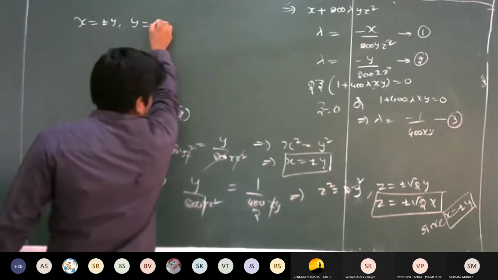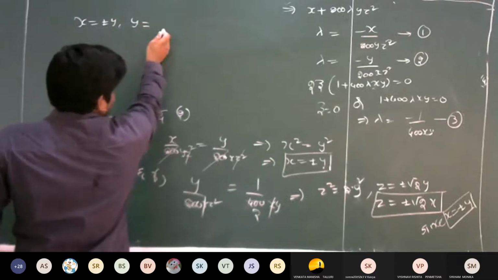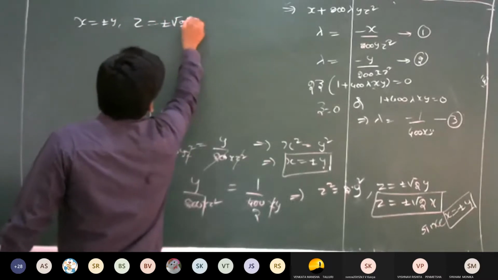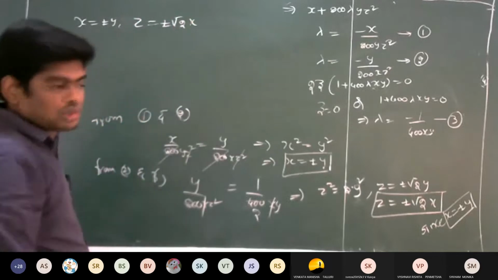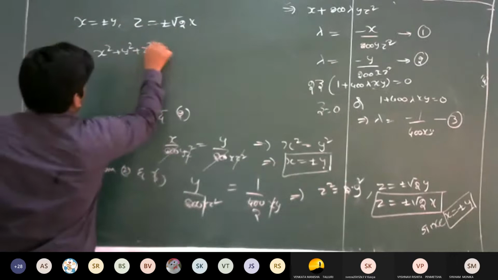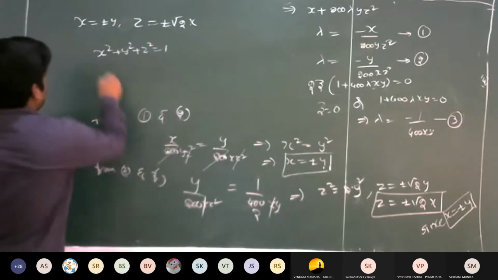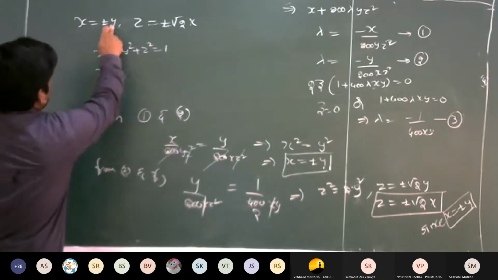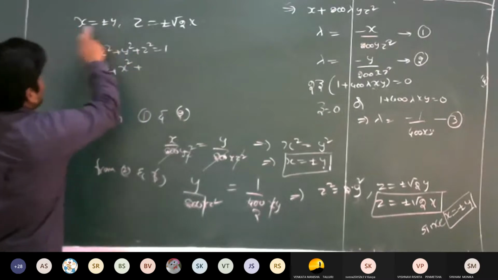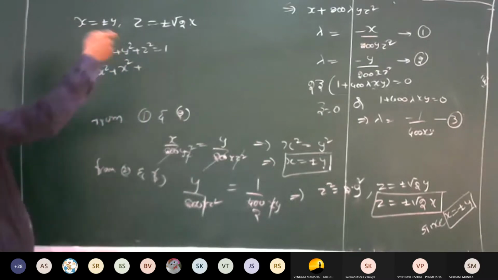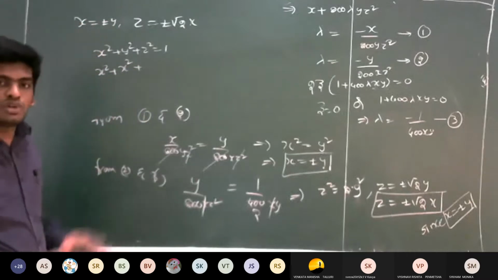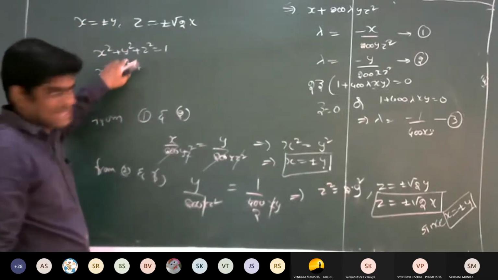Plus or minus x is equal to plus or minus y, and z is equal to plus or minus root 2x. But we know that x square plus y square plus z square is equal to 1. So therefore x square plus what is y? y is equal to plus or minus x. That means x is equal to minus y and x is equal to plus y. That means y is equal to x and y is equal to minus x. You can substitute any value, it becomes plus x square.